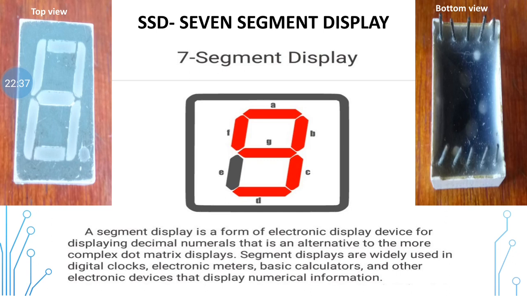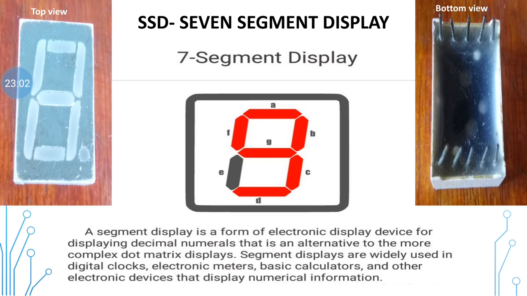Seven segment display. In a 7-segment display, you can see there are 7 segments: 1, 2, 3, 4, 5, 6, 7. Hence, this is known as a 7-segment display.